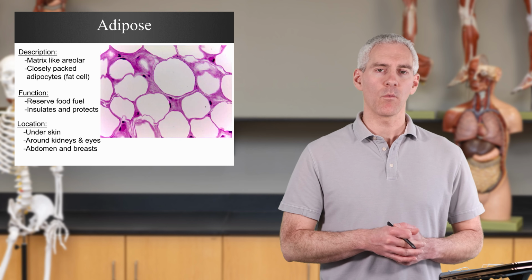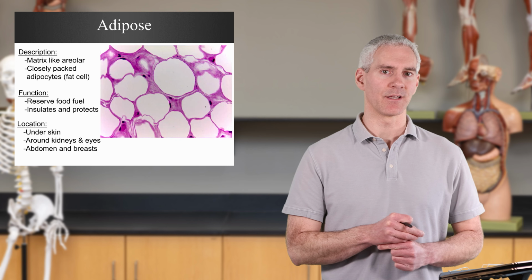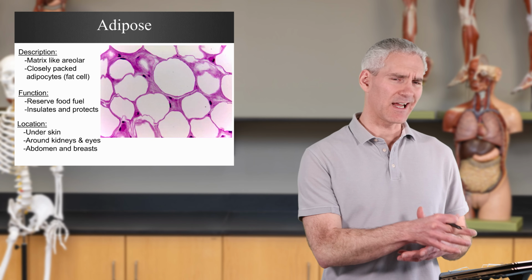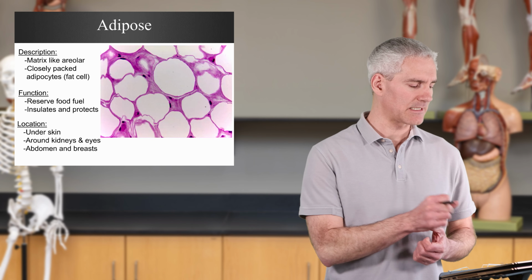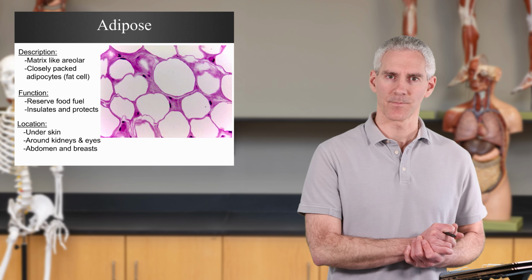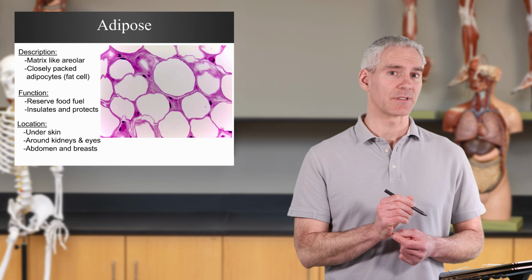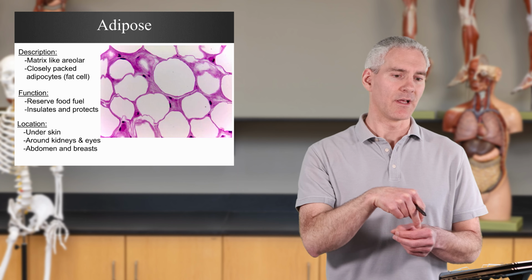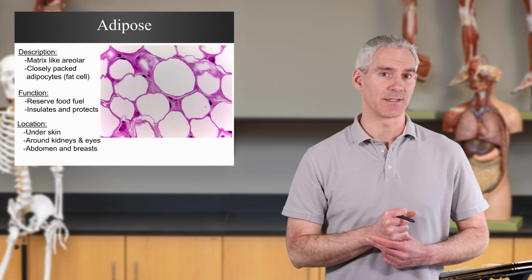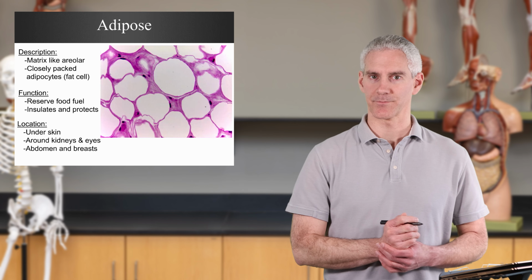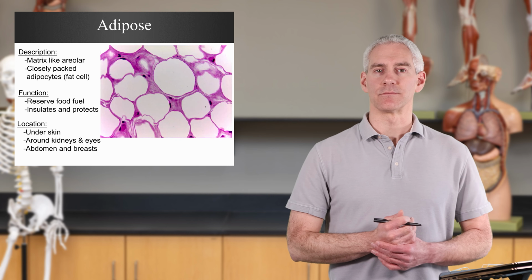So all that white you're seeing inside the cells is pure lipid. The way to differentiate, because you might say these kind of look like your simple squamous. Well, notice the nuclei. In simple squamous, the nucleus is right in the center. In the case of adipocytes, the nucleus is off to the side. That's the biggest giveaway.